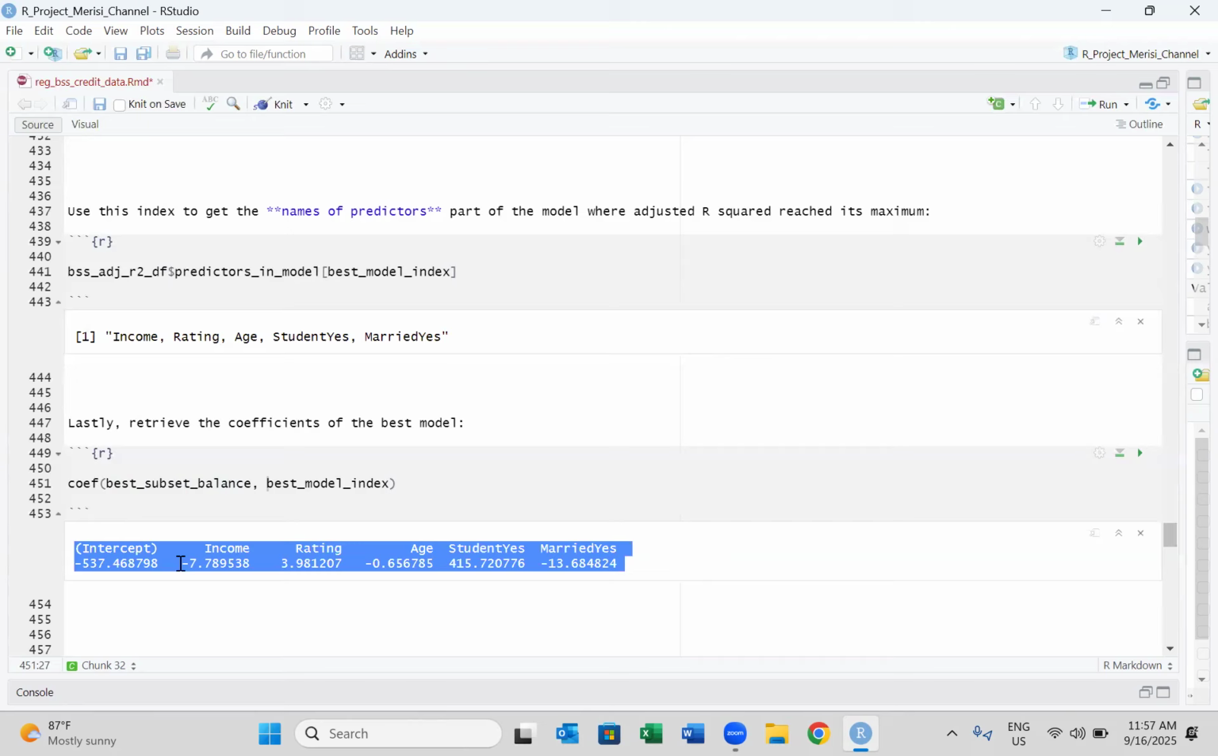All right, perfect. Now what I'm going to do next is show you how to apply best subset selection, but based on residual standard error instead of adjusted R squared. Okay, let's do that.